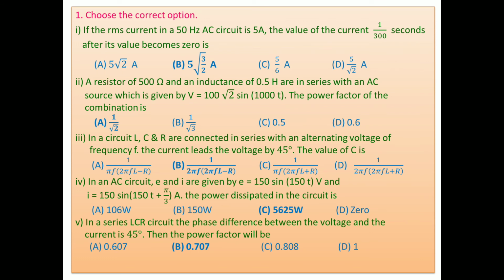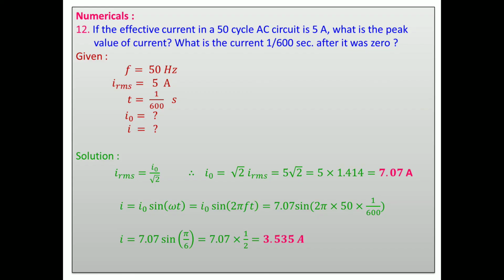These are quite difficult numericals, MCQs. Two are there, and they are only for the genius students, not for ordinary students. Thereafter we go through certain numericals. Numericals are very easy and straightforward. In number 12, if the effective current in a 50 cycle AC is 5 ampere, the RMS current is given as 5 ampere and the frequency is given as 50 hertz.